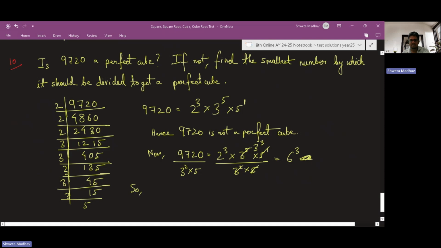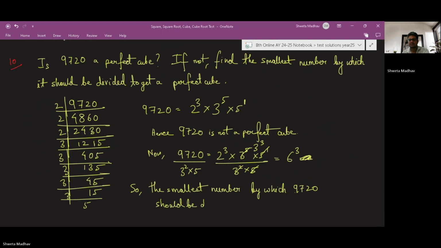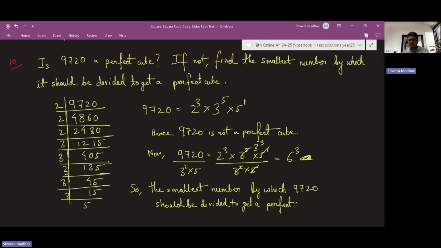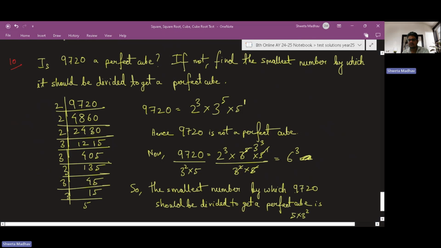So it means that the smallest number by which 9720 should be divided to get a perfect cube is 5 into 3 power 2, which is 45. 5 nines are 45. So 45 is the answer.